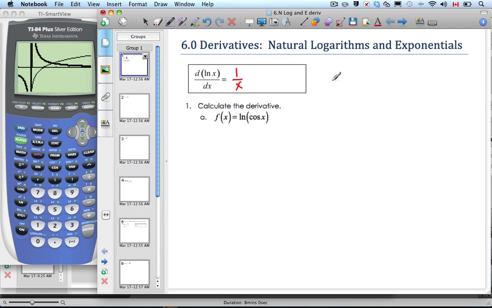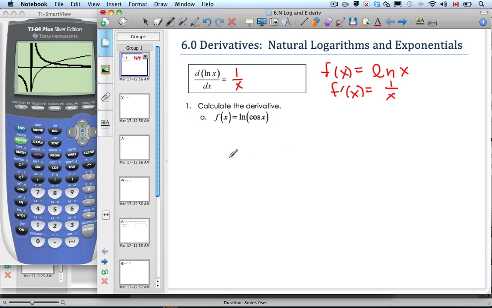And if we look in our formula pack, they say f of x equals ln x, and f prime of x is just 1 over x. That one's pretty easy to understand.